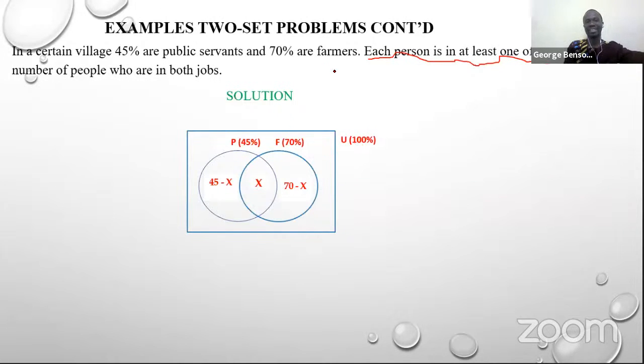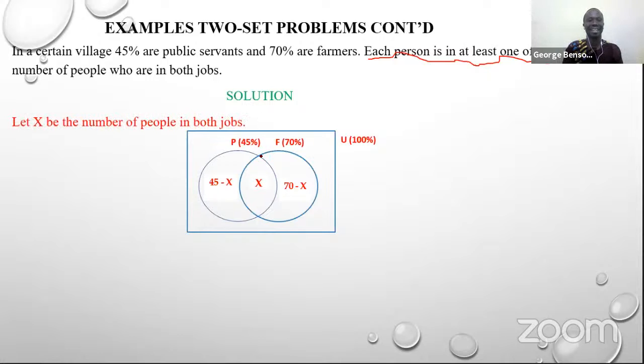So you can see that we've chosen P to represent our public servants. That's why you can see a P here. Then we have chosen F to represent farmers. And please, these must be capital letters. We use capital letters to represent sets. So you can see a capital P and a capital F here, then a U here. So we were given 45% for the public servants, so you can see 45% in brackets, and 70% also in brackets for the farmers.